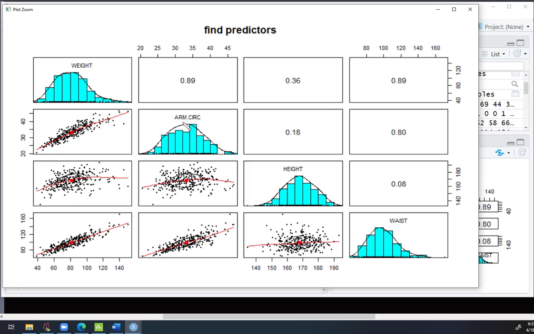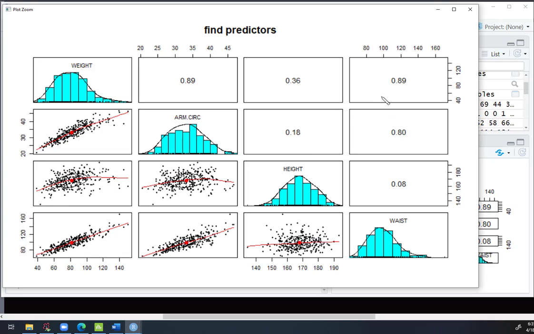So it looks like there's a strong relationship between arm circumference and weight. Now this one we already know because we looked at it individually a while ago. Between height and weight, we got a correlation of 0.36. Not as strong as I thought. Between height and arm circumference, a correlation of 0.18. That's not very strong at all, and that one doesn't surprise me.